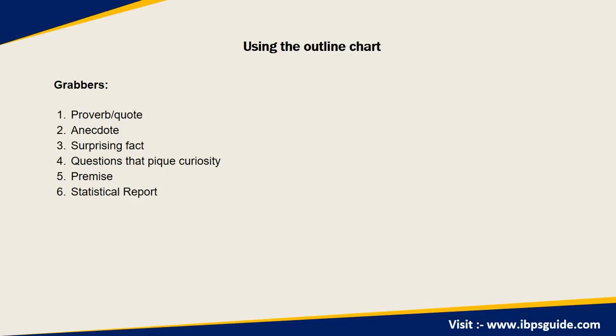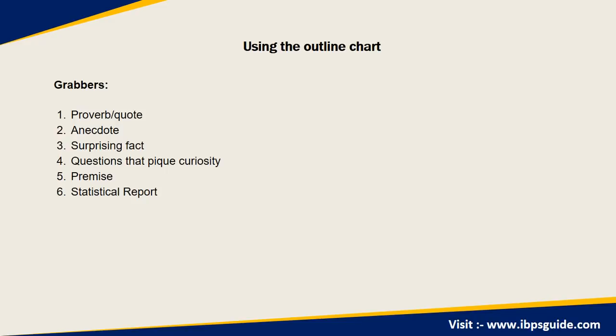Premise. Premise is usually used when you're talking about something related to reforms or policies, government. When it's related to that, it's better to start with the premise. For example, if you're writing an essay on demonetization, you know that demonetization has a lot to do with corruption and black money. So you can start by talking about the premise surrounding the issue before you talk about the policy.